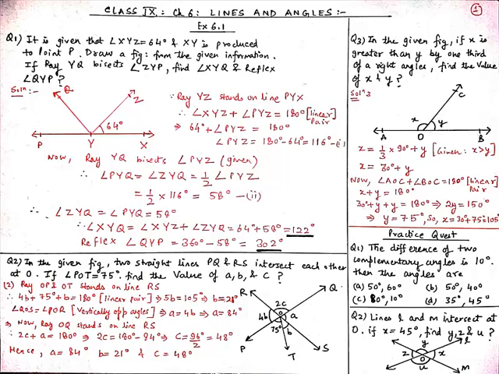And now we have to find out reflex angle QYP. So when we subtract the angle QYP, which is 58 degrees, from 360 degrees, we get 302 degrees. So reflex angle QYP is 302 degrees.